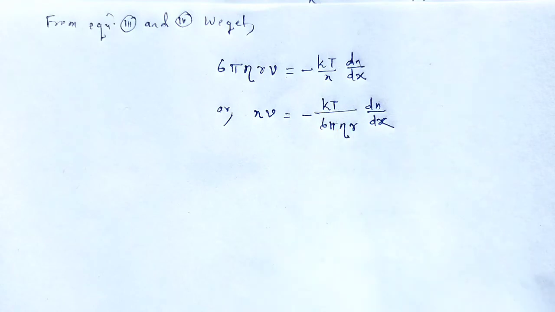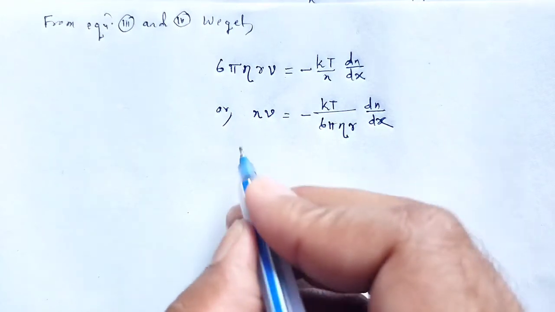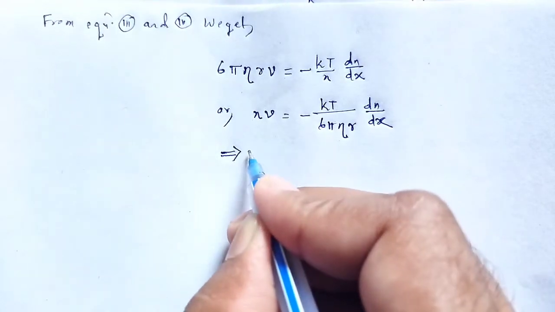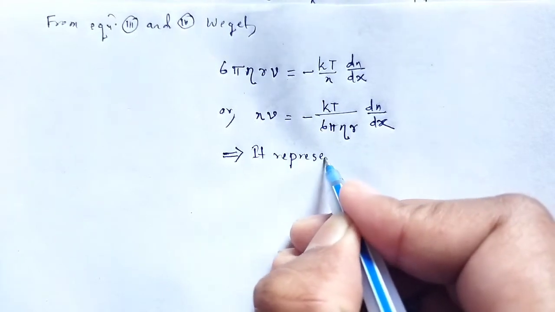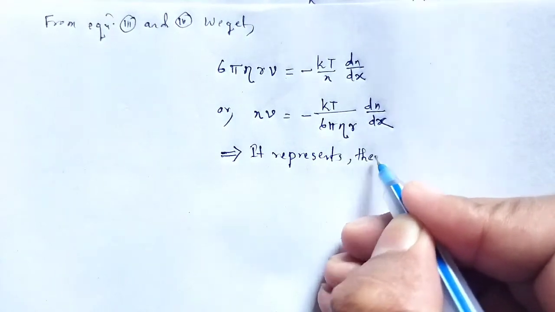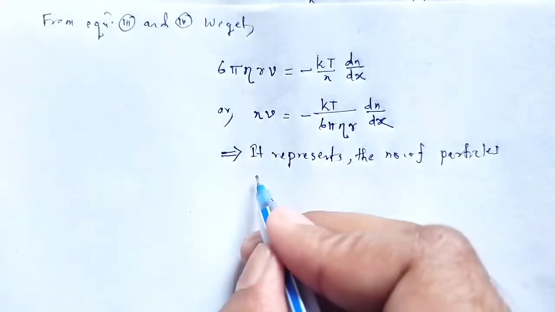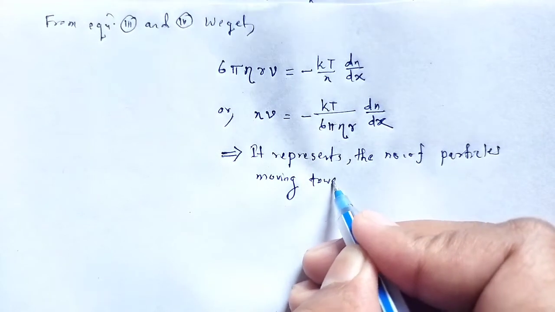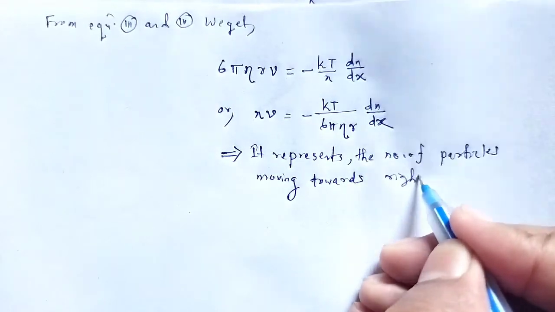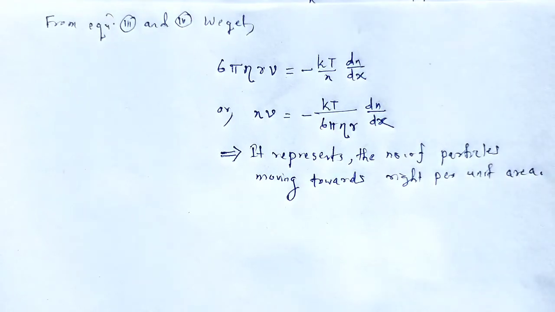What exactly does that equation indicate? This equation represents the number of particles moving towards the right per unit area, as you consider in that cylinder.